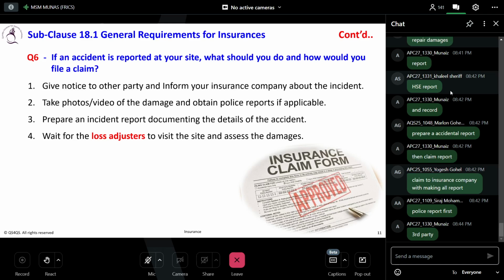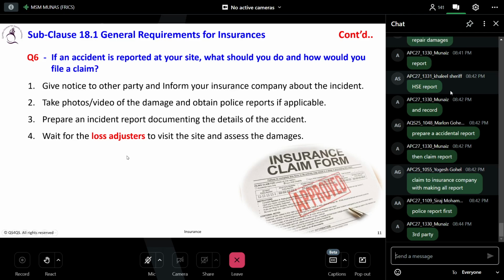So this loss adjuster inspects the site of the incident, interviews the witnesses, and reviews all the documents in order to assess the extent of the damage or loss. So they will act as an impartial party between the insurance company and the insured person. Their goal is to ensure that the claims are settled fairly and accurately, and they also refer to the terms and conditions that you have.